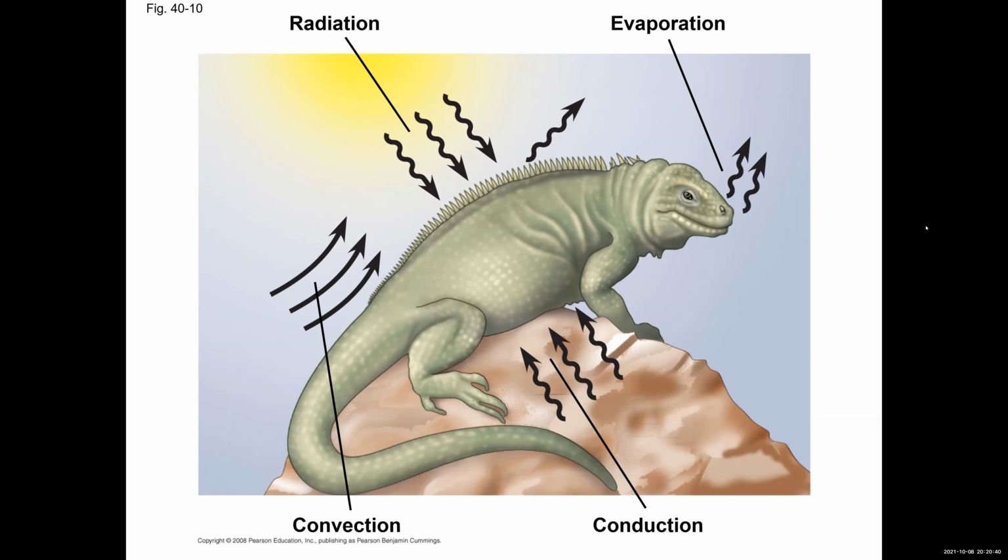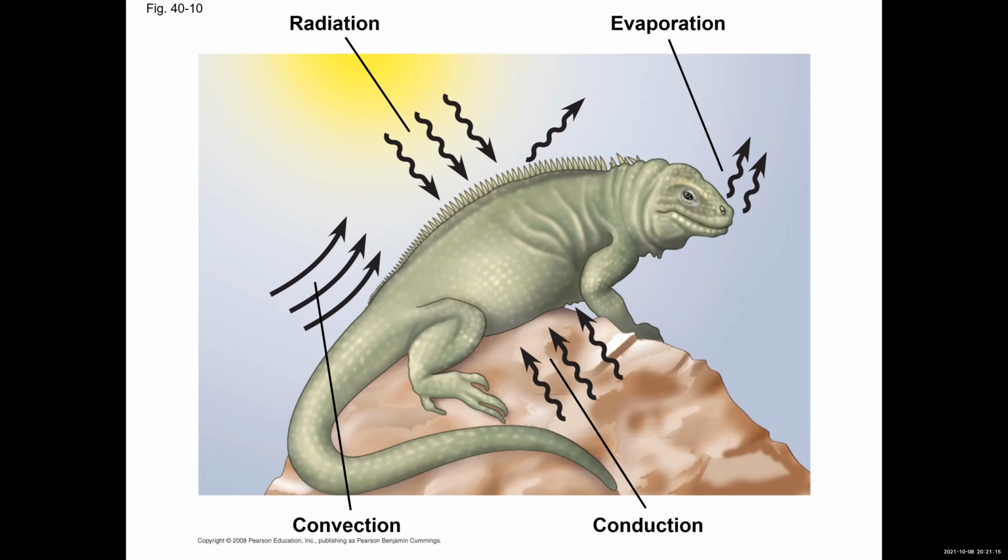Some will get reflected, right? So this little arrow is showing some getting bounced off. White, light colors and shiny colors are going to reflect the energy of the wavelengths of light coming in. So if we want to increase heating by radiation, then we'll see darker colors and matte surfaces. If we want to prevent heating from radiation, then we'll see organisms with light colored and somewhat reflective surfaces.